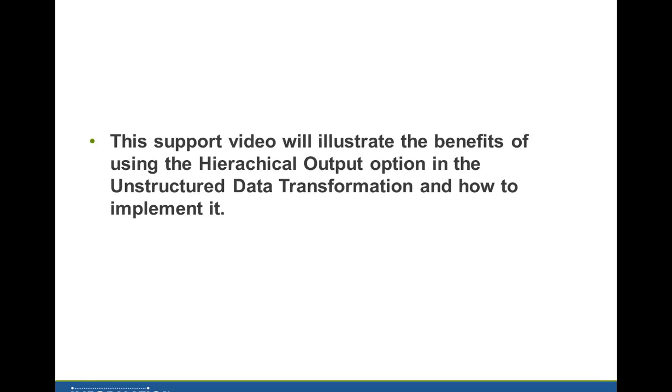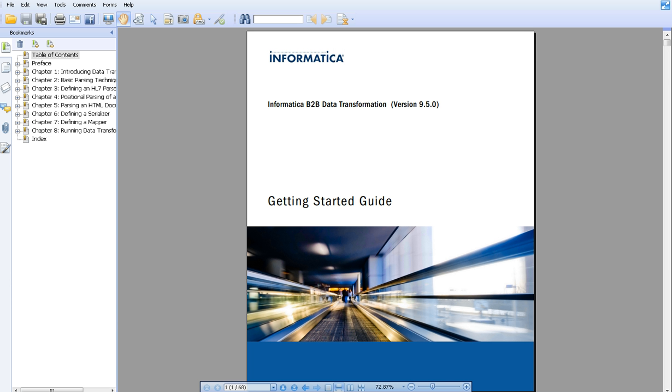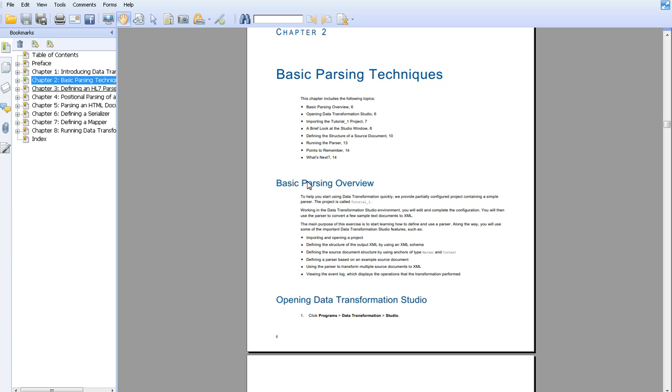This support video will illustrate the benefits of using the hierarchical output option in the unstructured data transformation and how to implement it. The basis of this example is tutorial 2 of the B2B DT Getting Started guide. In this tutorial, the steps of implementing a B2B parser to parse HL7 files and convert them to XML are explained. Details on this tutorial can be found in the documentation Getting Started guide, and in particular we are looking at chapter 2, basic parsing techniques, for this example.